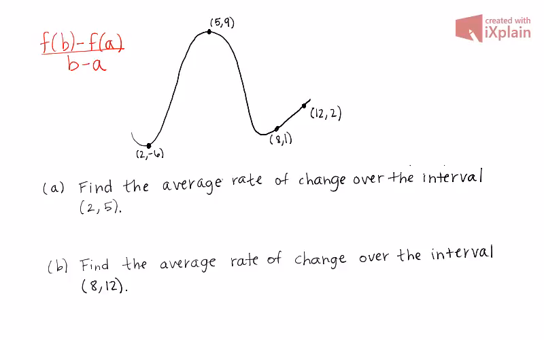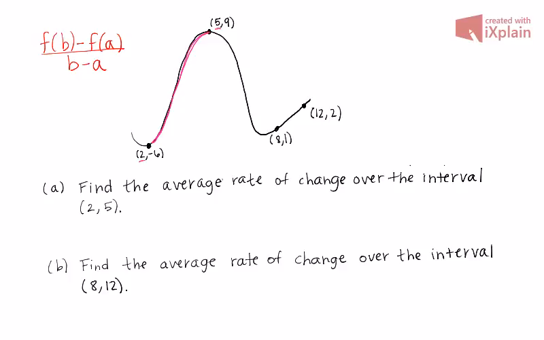For part A, we need to find the average rate of change over the interval 2, 5. The interval 2, 5, these are x values, remember, so here to here, so I need to figure out what the average rate of change is. I know my average rate of change is going to be positive. The reason I know that is because this portion of the graph right here is increasing.